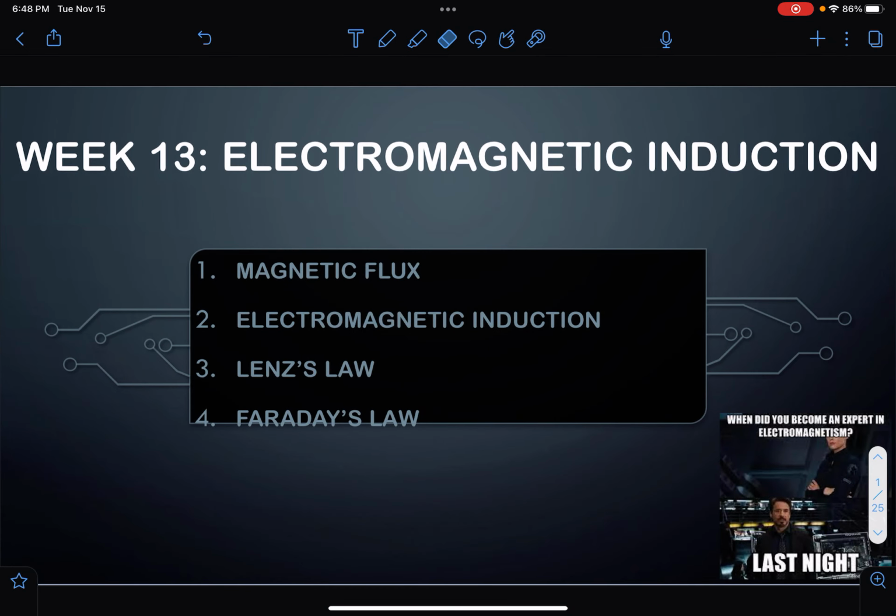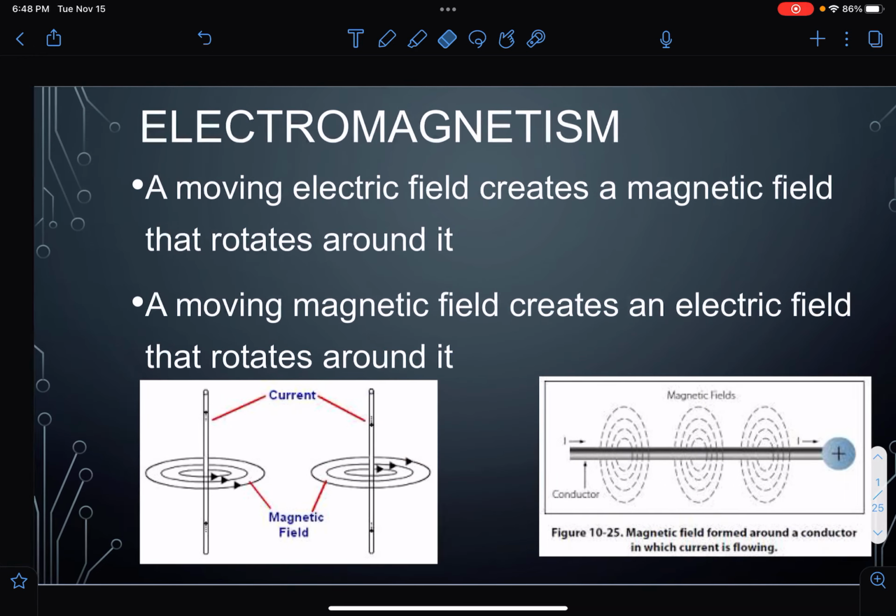So this week we're going to be studying electromagnetic induction. We're going to learn about magnetic flux, electromagnetic induction, and then Faraday's and Lenz's laws.